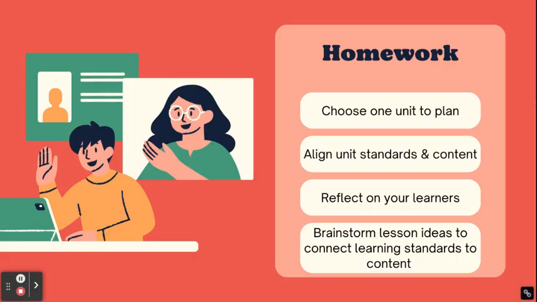So your homework, choose 1 unit to take through the planning process. Align the unit standards and the content. Remember, look at the program, look at the standards, and think about what you're teaching and which ones you are going to focus on. Reflect upon your learners.